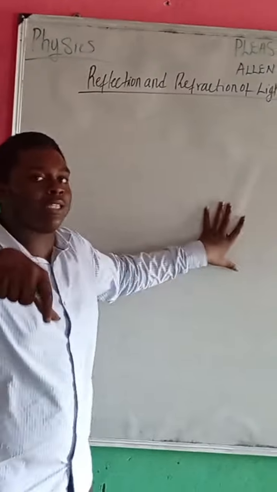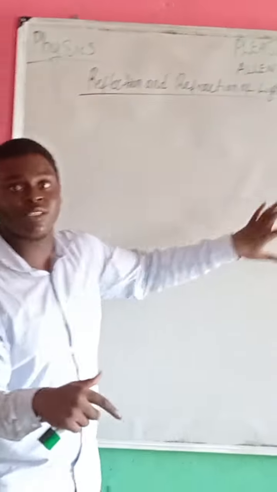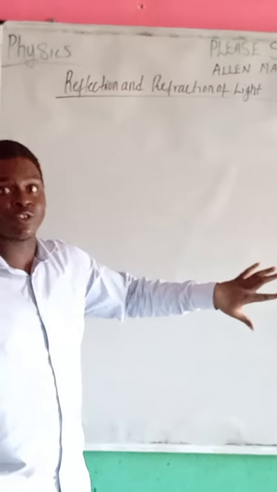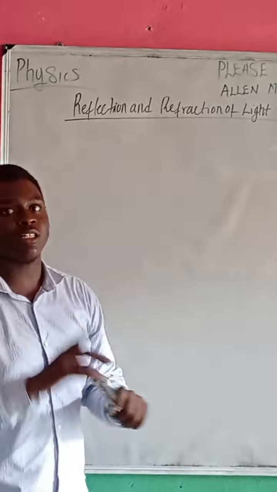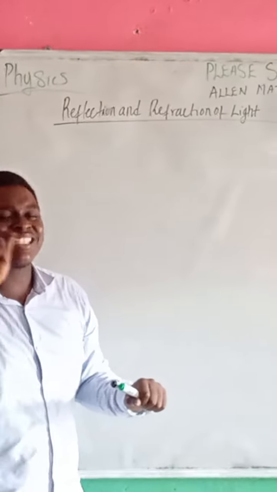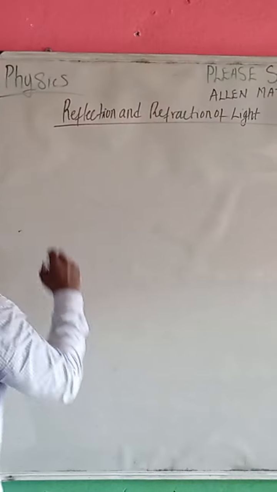The second law states that the ratio of the sine of the angle of incidence to the sine of the angle of refraction is equal to a constant. And that constant is also called the refractive index. Example 1.